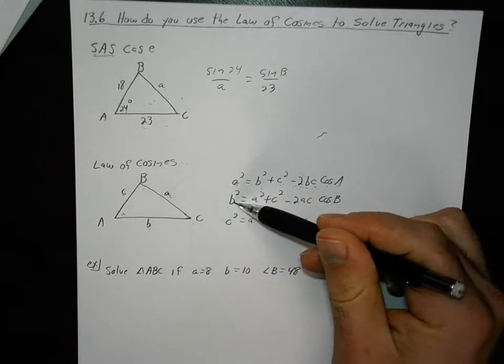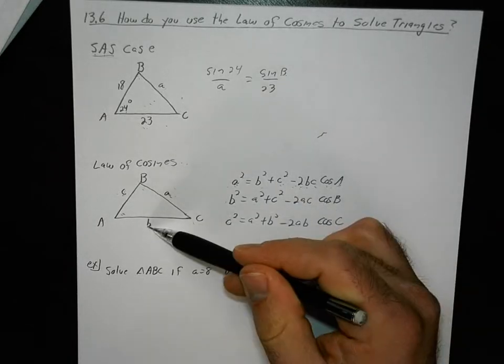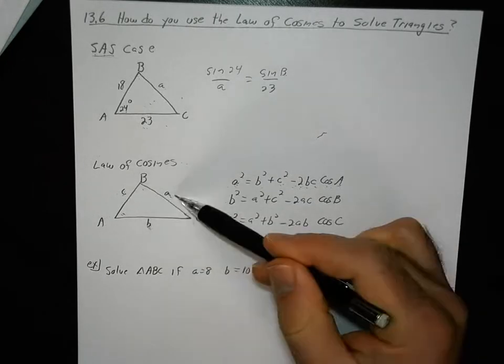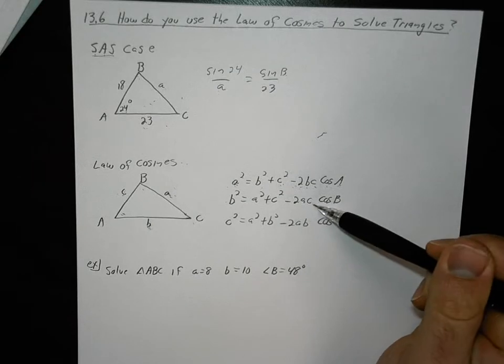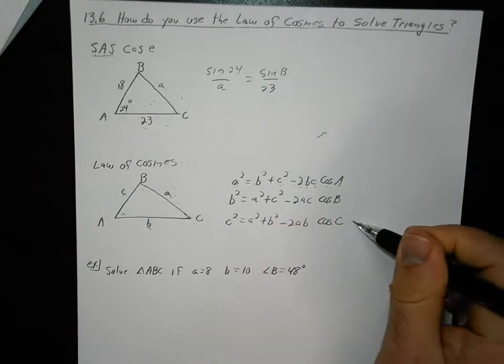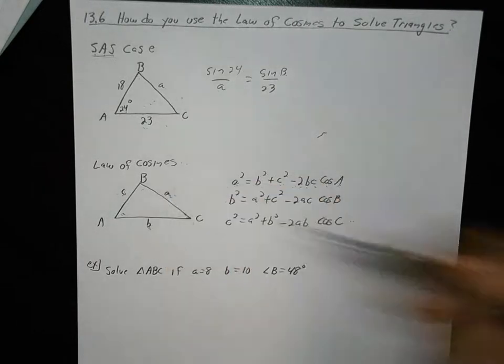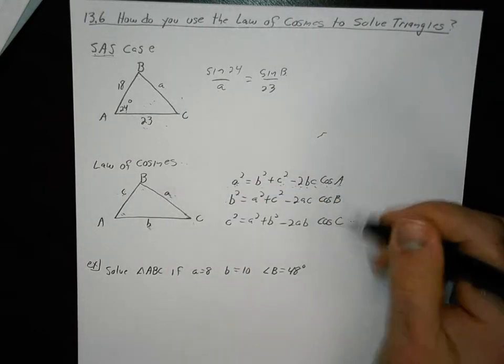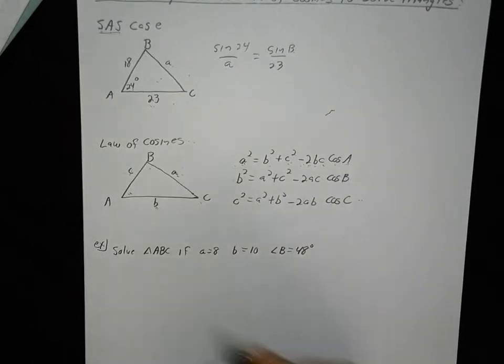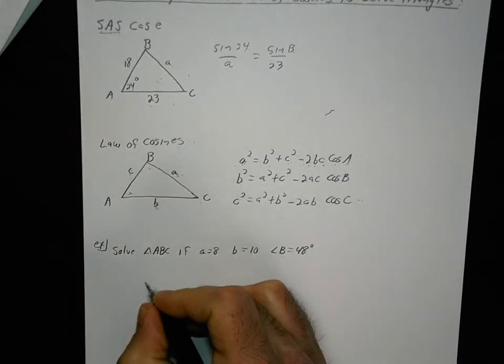If I'm trying to find side B, then I'm using the middle formula, B squared equals A squared plus C squared minus 2AC cosine of B. And then finally the third formula if I'm trying to find C. So I have to figure out which formula I'm going to use and then apply that. So let's try this example. Solve triangle ABC.